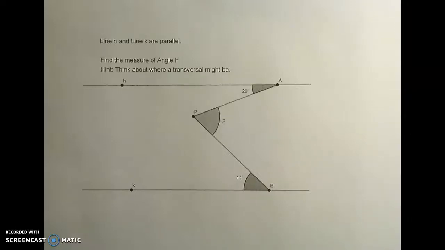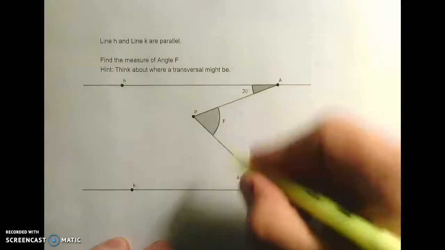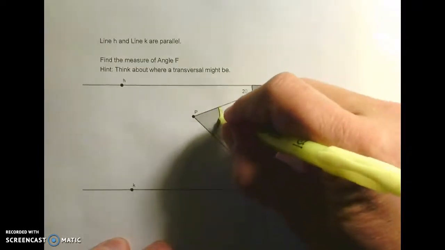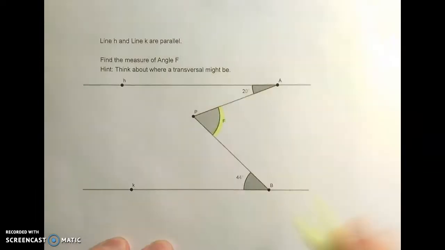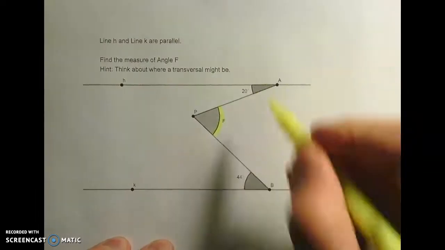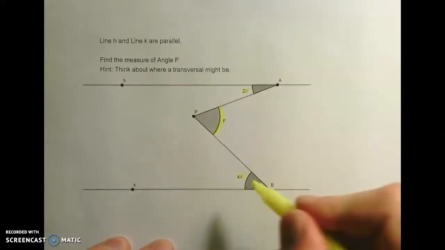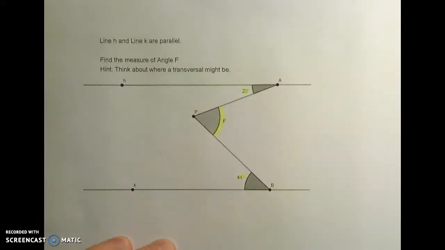Okay, in today's lesson, we have kind of a fun problem. Again, finding a missing angle, and this one is given that we have some parallel lines. So the question is, this angle F, how big is that angle? And all we're given is that this angle over here is 20 degrees, and this angle here is 44 degrees.